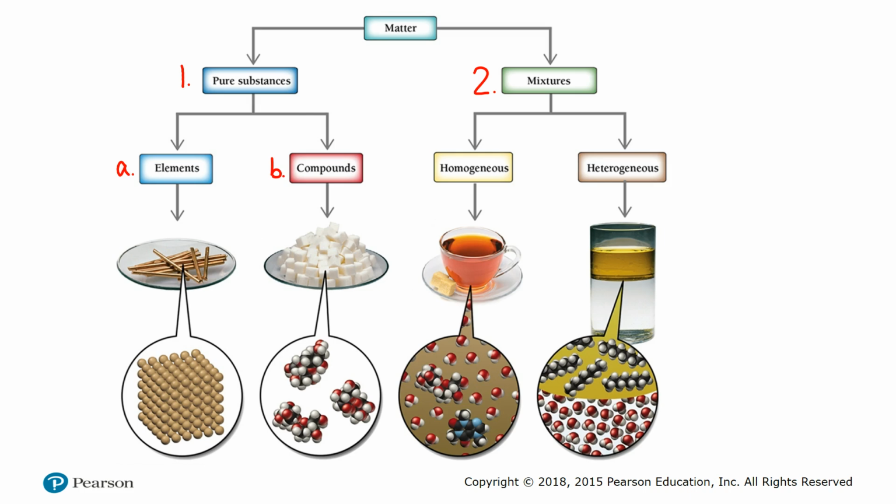Elements can be found on the periodic table of elements. So if it's an element, it's going to be one of these 118 things on here. Key thing about elements: the example they're showing is a piece of copper. No matter how small I make that piece of copper, it's still copper. So you cannot break down an element.